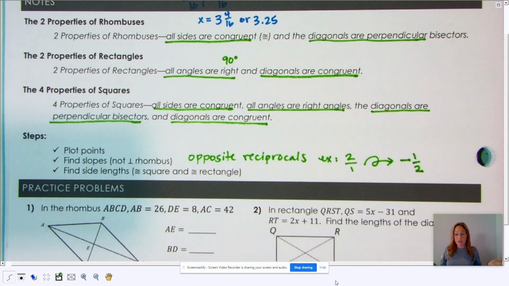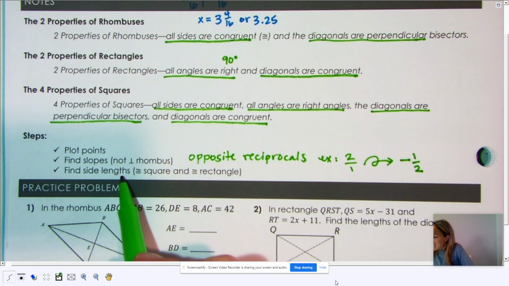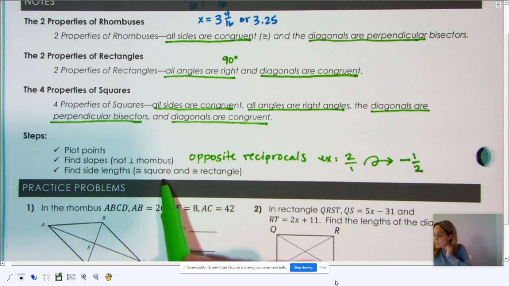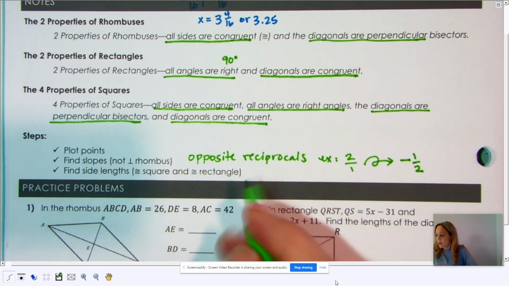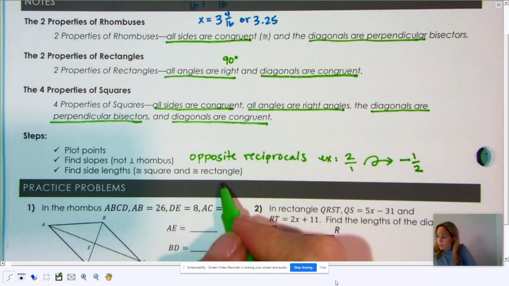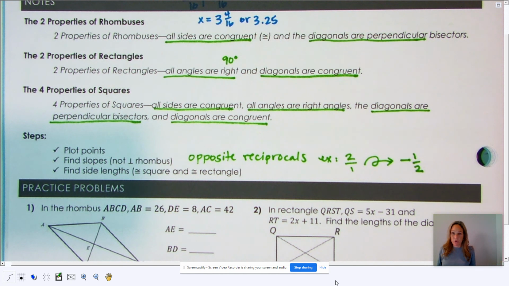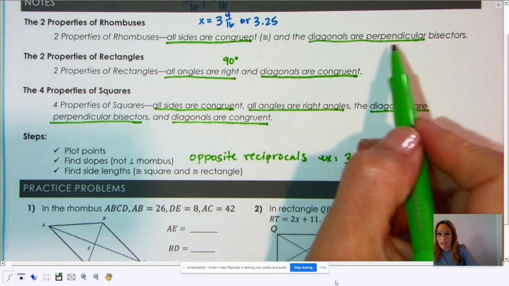If they're not perpendicular, then we know that they would be a rhombus if all the sides were the same. Then we're going to find the side lengths. If they're all congruent, it's a square. If they are not congruent, it's a rectangle. If you don't remember the distance formula or haven't learned it, or if it's not exactly perfect, like 90 degrees, and you can't just count, we could also look at the slopes of the diagonals. Remember, a rhombus has perpendicular diagonals.